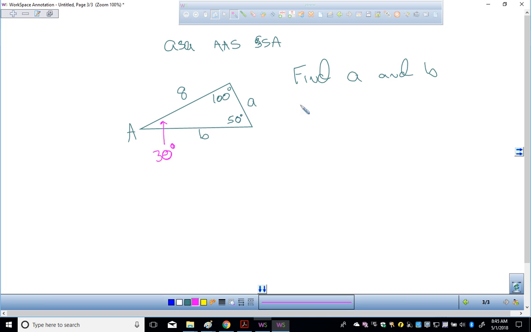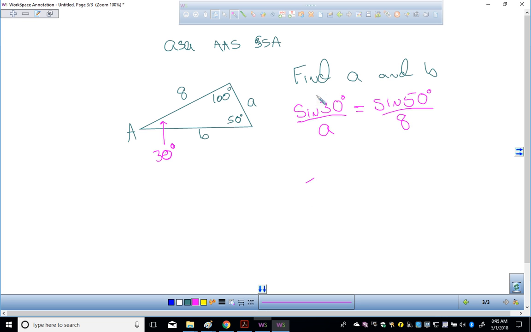you can set up the law of sines to say that the sine of 30 degrees is to A as the sine of 50 is to what? What's across from 50? 8. So an 8 goes over there. It's the sine of this angle is to its opposite side as the sine of this angle is to its opposite side. What I can't do is say sine of 100 is to B as sine of 30 is to A, because then I would have two variables. If you know three things, you're going to find the fourth. And so I set it up that way.